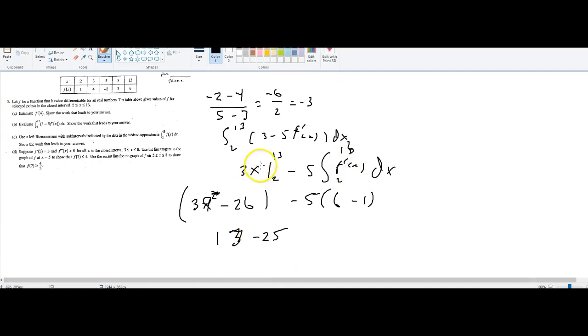Okay, so right in the middle here, I have a 3 times, what? That's a 2 down there, so 3 times 2 is 6, not 26. I don't know where I got 26 from. So therefore, 6, so this becomes 33 minus 28, which is 8. I like that answer a whole lot better. Okay, use a left Riemann sum with intervals indicated to approximate the integral from 2 to 13. Show the work that leads to your answer.